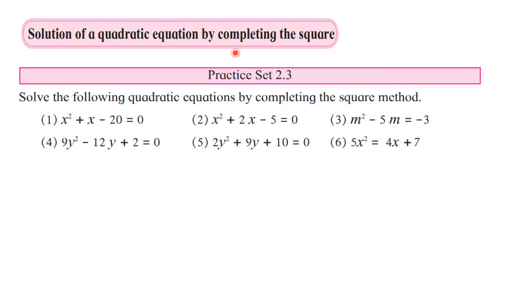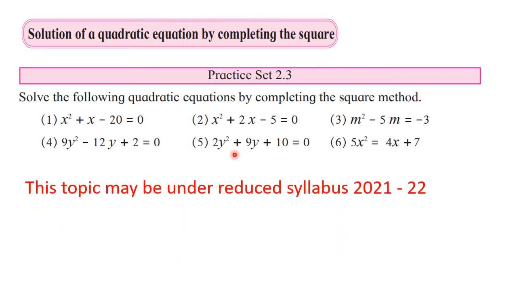So the second method is solution of a quadratic equation by the completing square method. But just now the government has declared the reduced portion, and this part is under the reduced portion. So take a note of this. I have still not got the official PDF, but last year also this part was under the reduced syllabus, and it is said that the same syllabus will be continued this year also. So practice set 2.3 based on this completing square method is also reduced. Okay, so you can write down that this topic may be under the reduced syllabus.